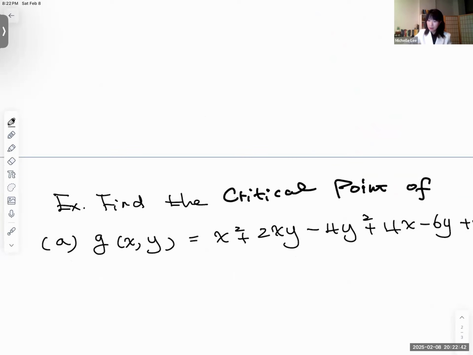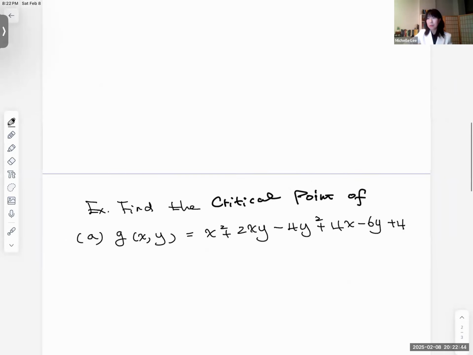We have: find the critical points of this equation. Then we take the partial derivative with respect to x. We have 2x, plus 2y, where y is constant, and this term is 0. We have 4 and then 0, so plus 4 equal to 0.